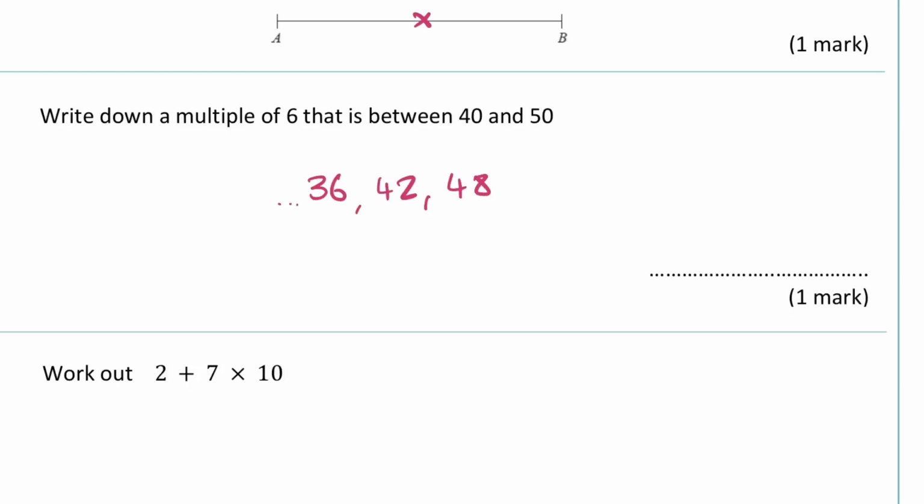So there are 2 numbers that we can choose. We can choose 42 or 48. It doesn't matter which one. I'm just going to write 42, but you could write either. The only thing we wouldn't do is write down both of those numbers, as it says, write down a multiple. So just read the language carefully. If it said write down the multiples, then we would write down both. But this says write down a multiple. So 42 or 48 would both be fine.